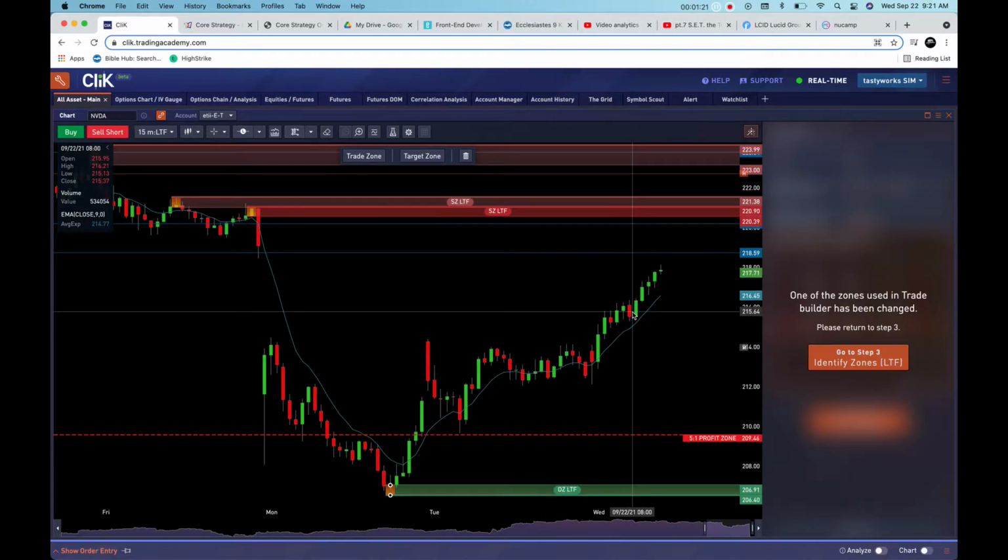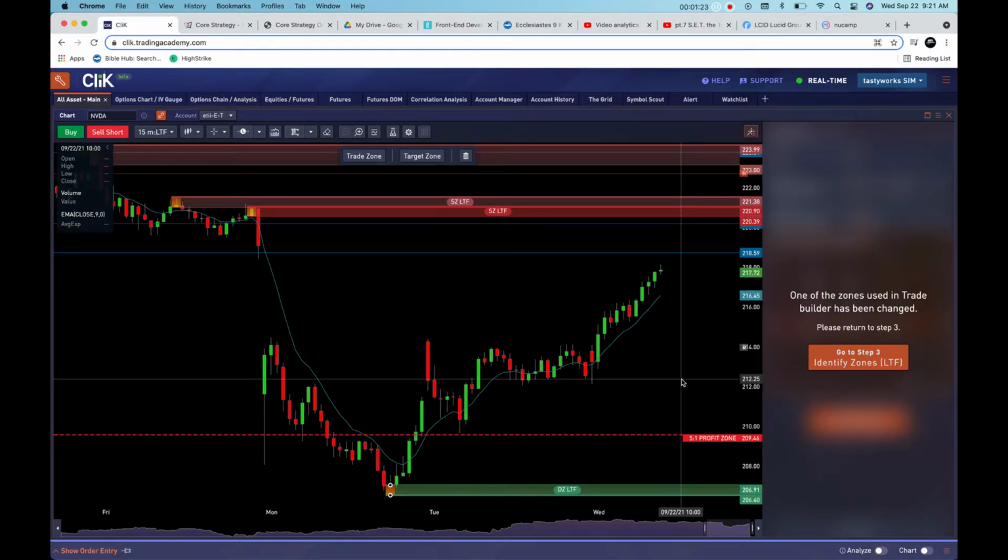How do you move your stop loss? NVIDIA is up like a whole $10 from when I bought in. So where do I move my stop loss to?